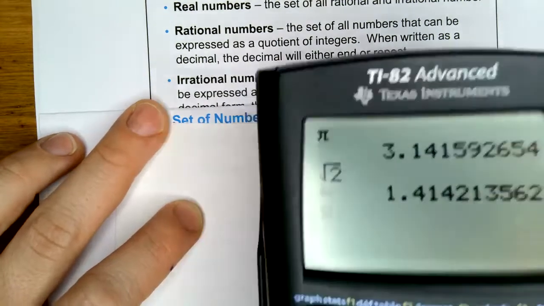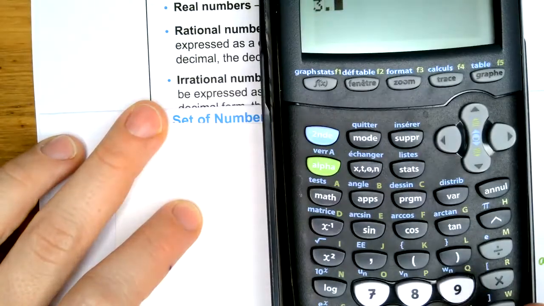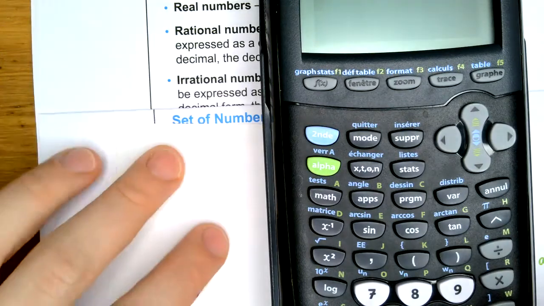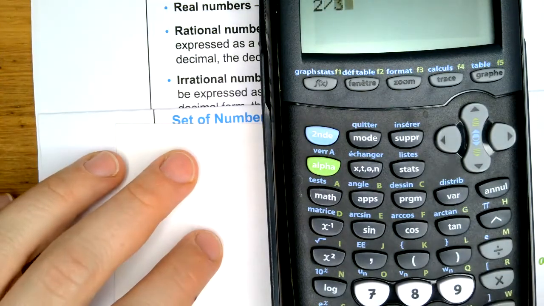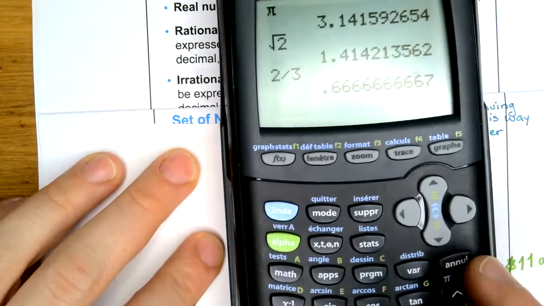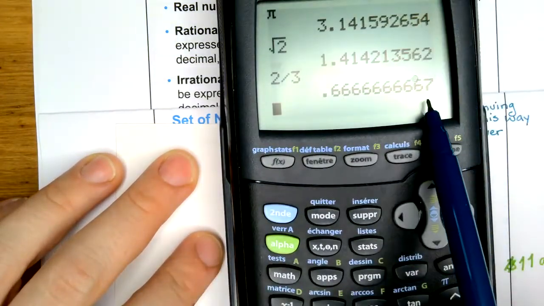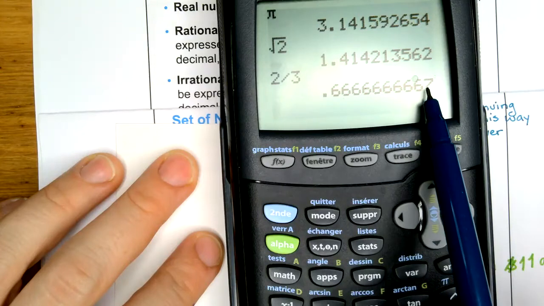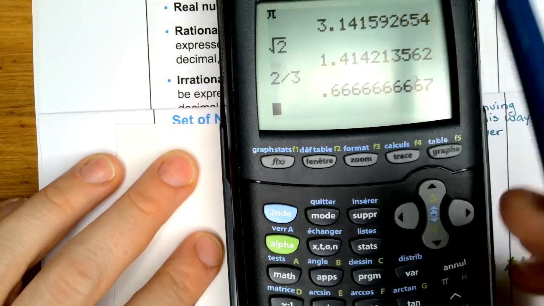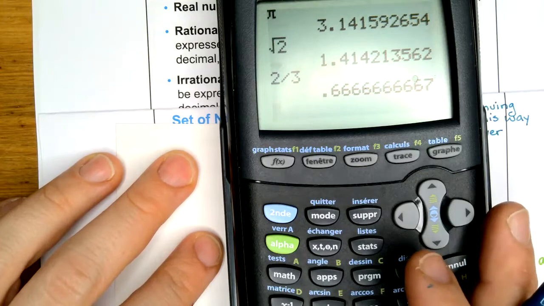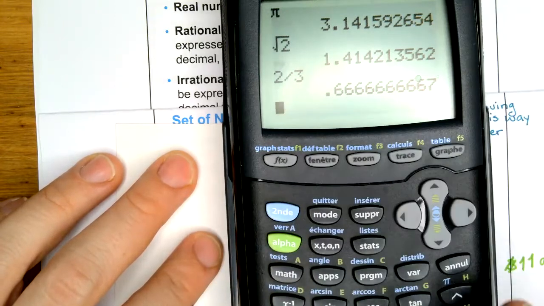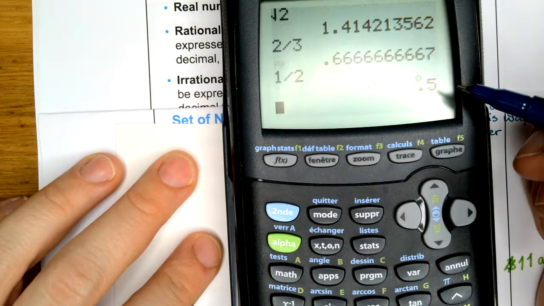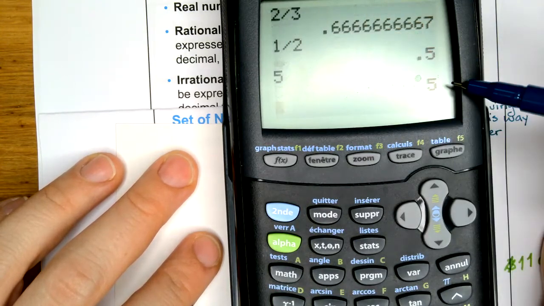If you can see a pattern, like 2/3, I see a pattern. It rounded to 7 at the end because 6, 6 would round to 7, right? So that's a pattern. Or 1/2 is a decimal that ends. Even the number 5, that ends with a 0 decimal right after the decimal.